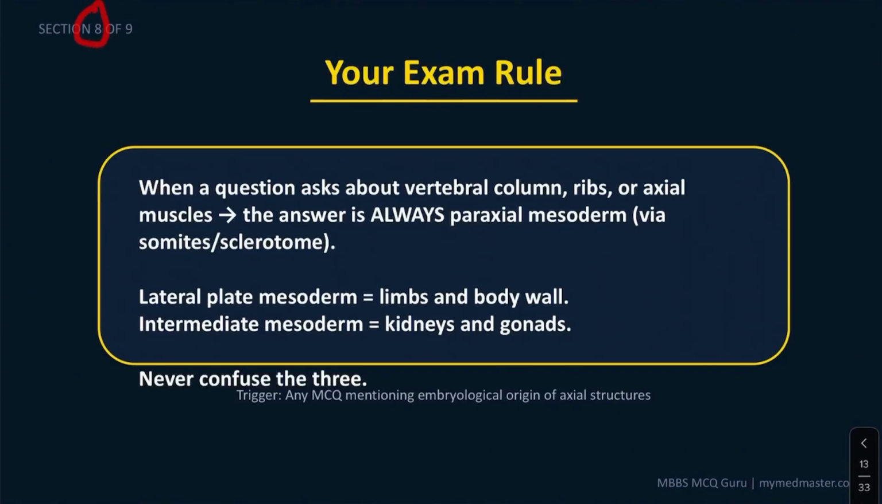Coming to section 8, your exam rule. And this is one of the parts that makes this AI tool very powerful. The rule: when a question asks about a vertebral column, ribs, or axial muscle, the answer is always paraxial mesoderm via somites and sclerotome. Lateral plate mesoderm equals limbs and body wall. Intermediate mesoderm equals kidneys and gonads. Never confuse the three. This rule was generated from your specific mistake. It targets your specific confusion. This is a personalized correction rule.